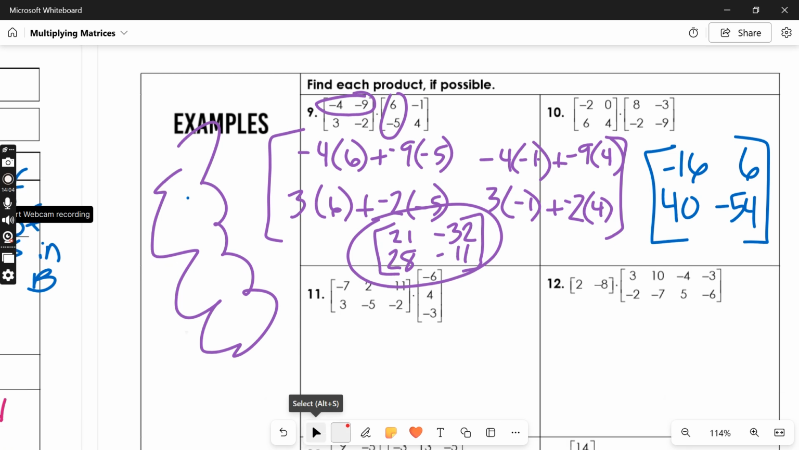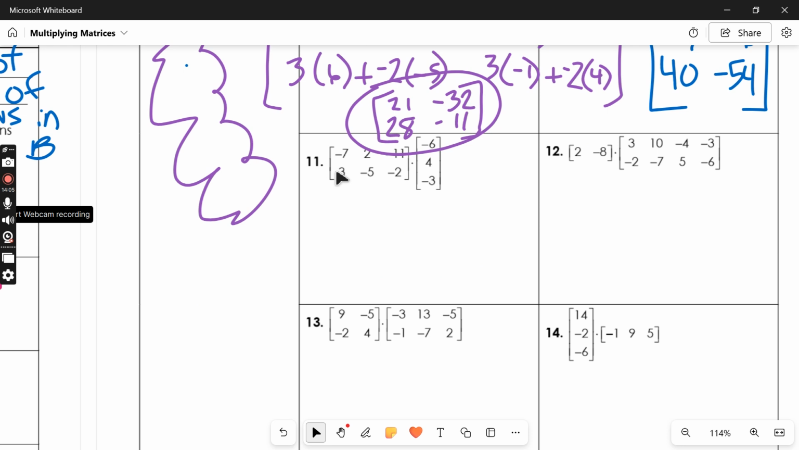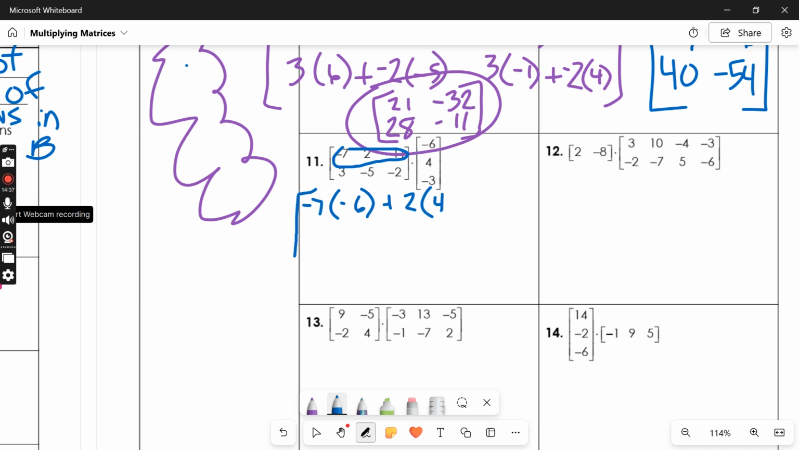Now we're going to come down to number 11. Number 11 is a 2 by 3 and a 3 by 1. So that means it should end up as a 2 by 1. Okay, so when I do this, I'm going to start by multiplying this top one times my single column here. So when I do that, I'm going to have negative 7 times negative 6 plus 2 times 4 plus, I can't tell if that's a negative or positive 11.